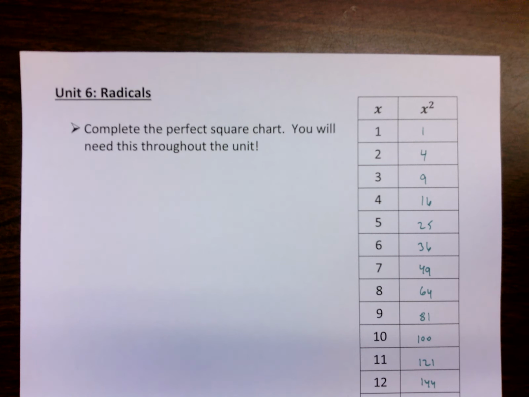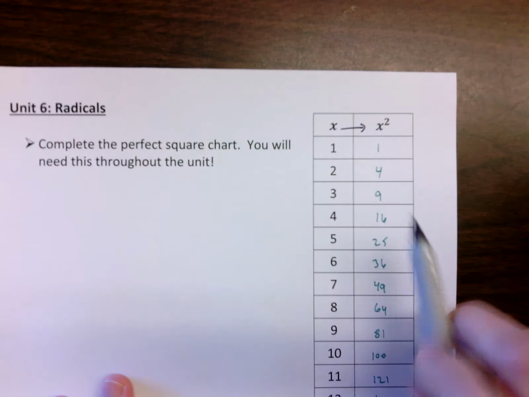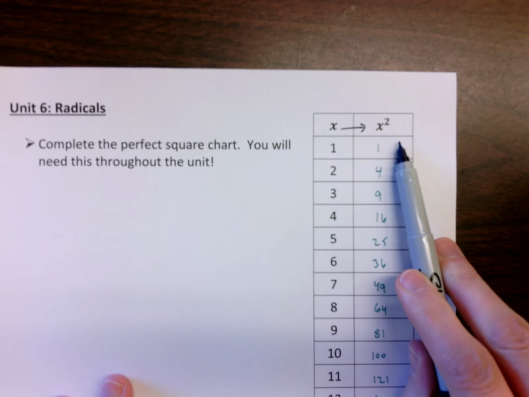Basically, all that we're doing is when you look at this chart, going from the left side to the right side, you're taking the number on the left and you're squaring it. Okay, and squaring something means you multiply it by itself. So when I'm going from this side to this side, you take this number and you square it.